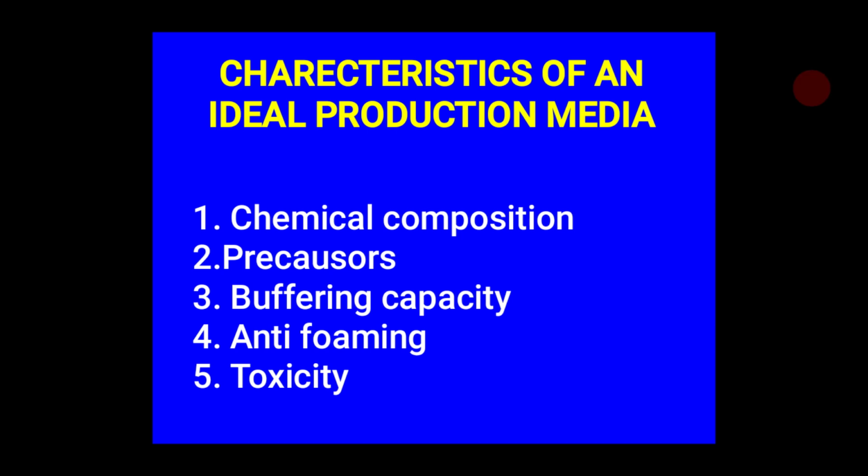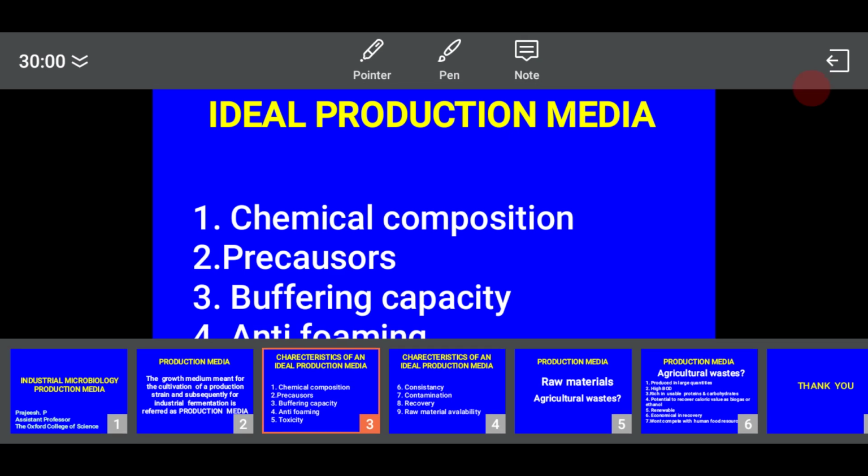Next important thing is toxicity: the accumulation of toxic components which will kill the microorganism doing the fermentation process, or these toxic materials will be incorporated with your final product and produce an undesirable effect in the final user. So it is essential to check the toxicity. An ideal fermentation production media should be free from any toxic effect on culture or product formation. So this should be taken care of during the formulation of your production media.